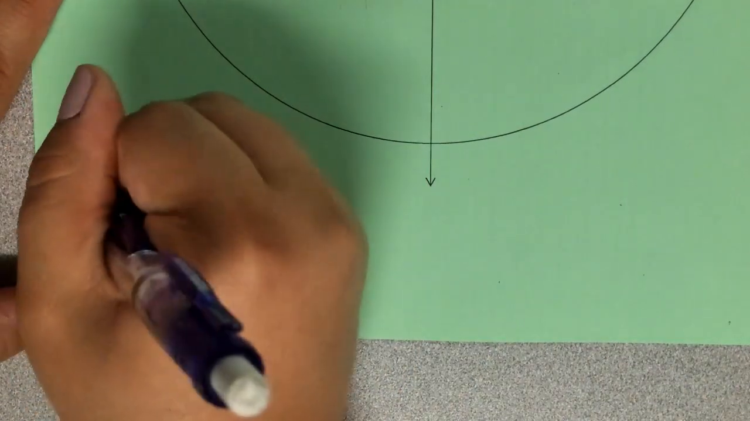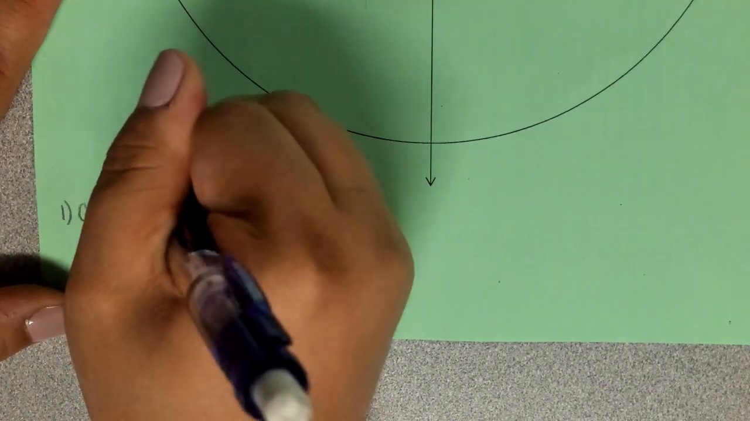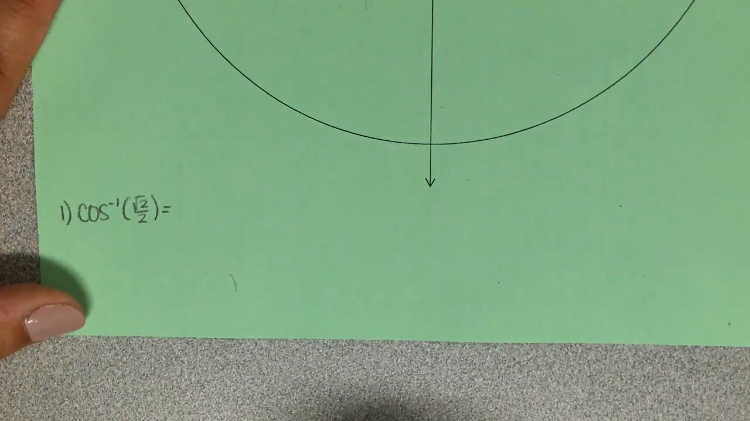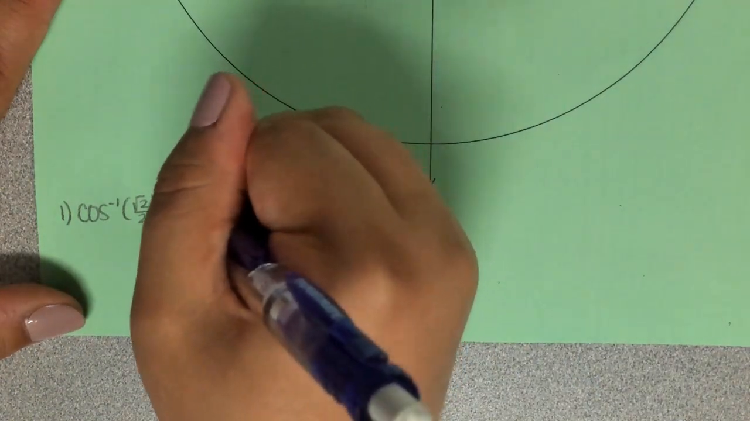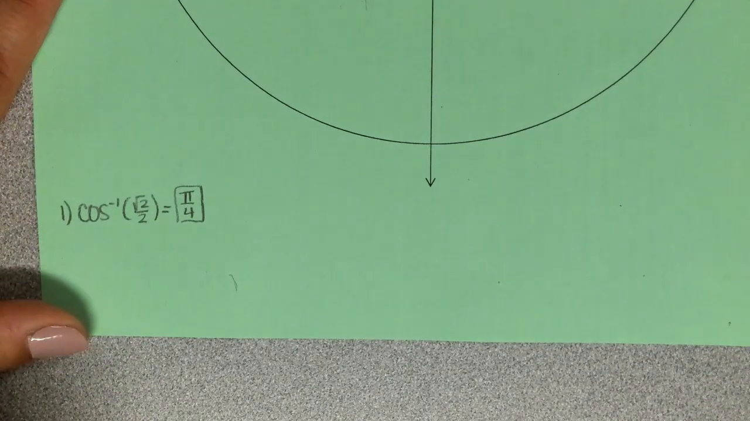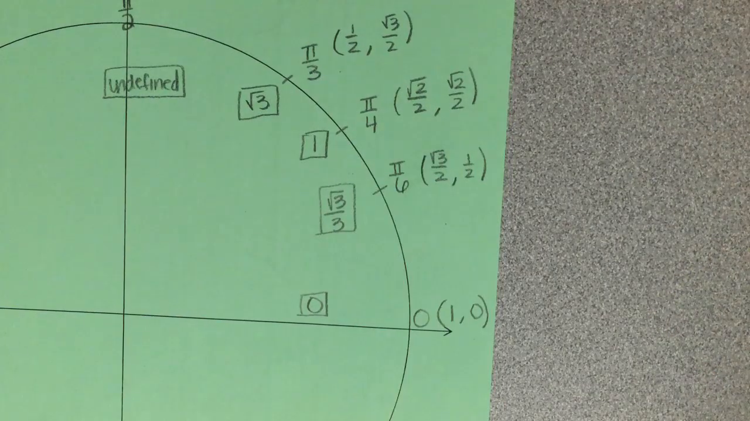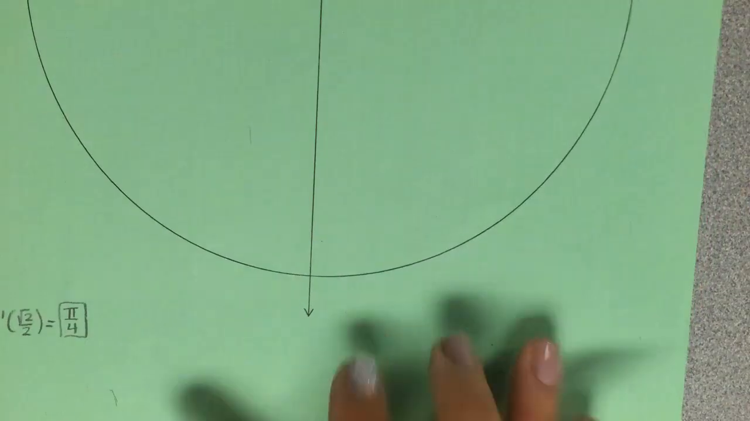So number 1, what is the inverse cosine of square root of 2 over 2? Where is cosine the square root of 2 over 2? Pi over 4 is my answer. So where is your x square root of 2 over 2? Pi over 4.